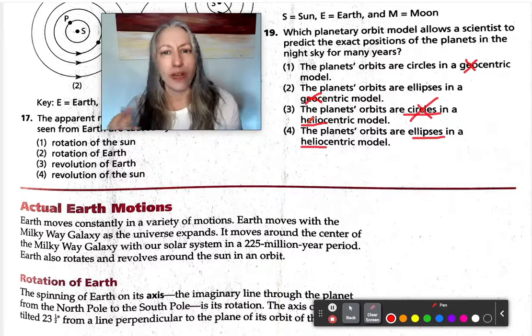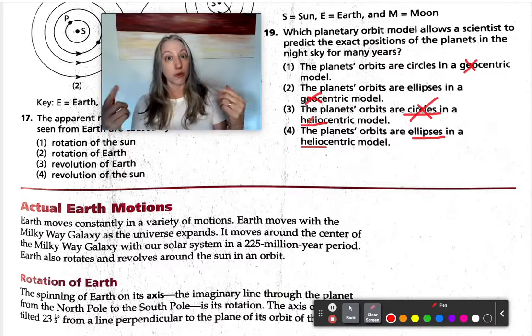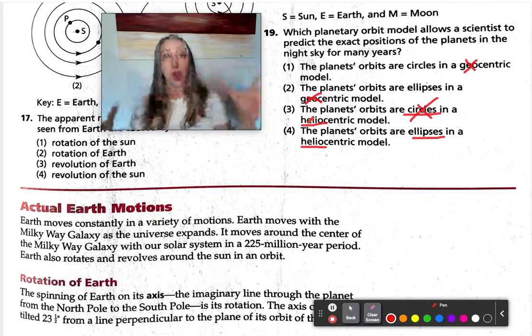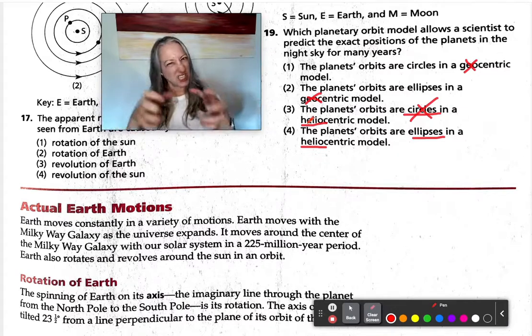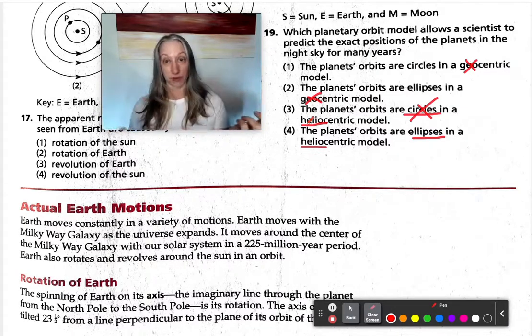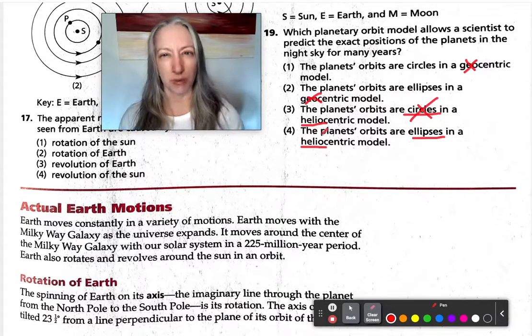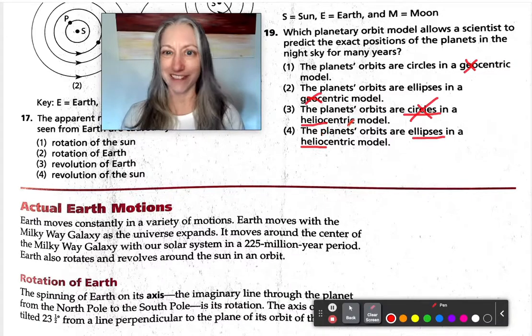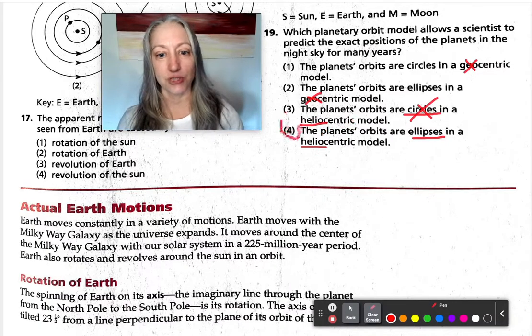And so we know it can't be a circle. If it were a perfect circle, we would be the same distance from the sun all year long. But because we're just a little bit closer, we know that we're not a perfect circle. And that shape that we are in around the sun is called an ellipse. So the correct answer is number 4.